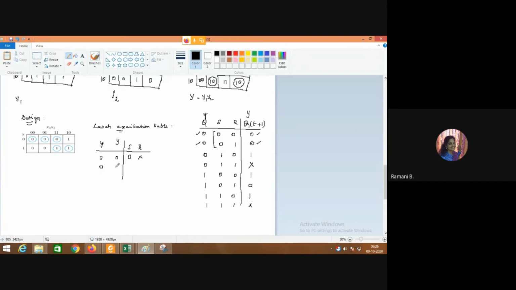Next, for 0, 1, it is this condition alone. You don't have any other cases. So it is the set condition. So S equal to 1 and R equal to 0. Next, coming to 1, 0 case.